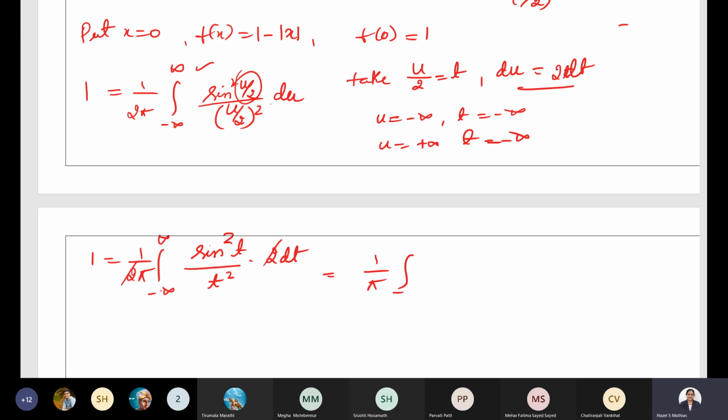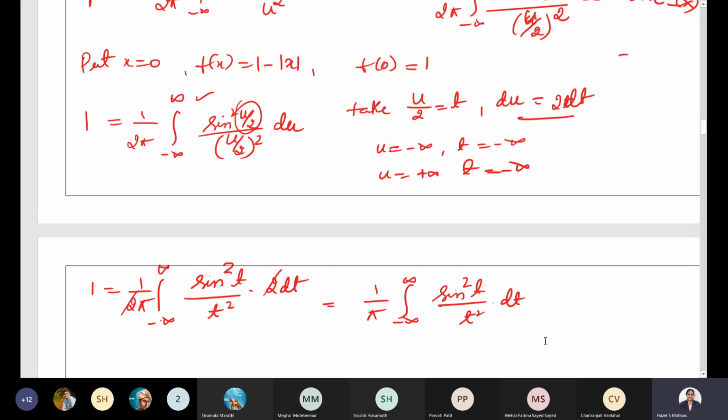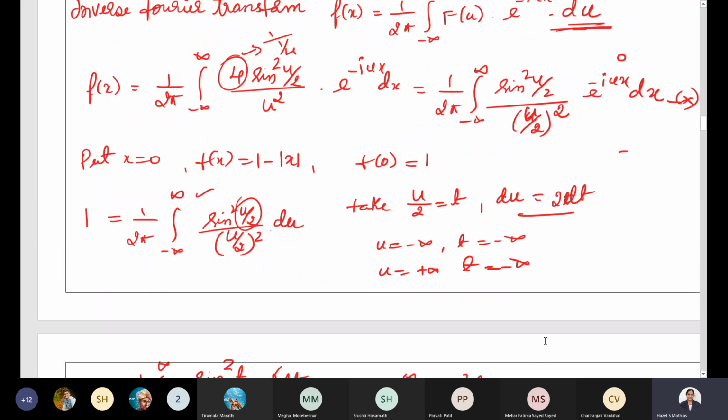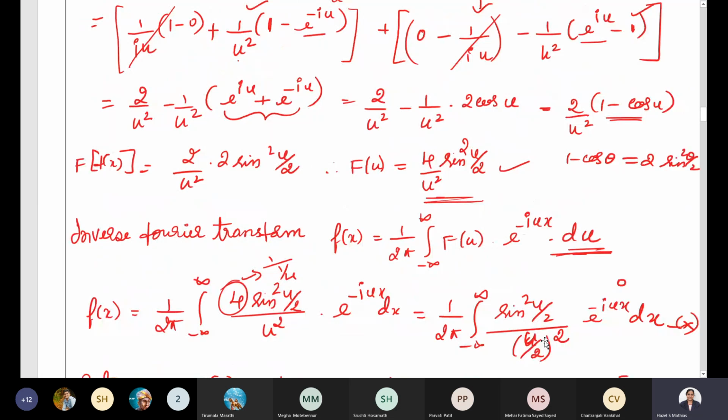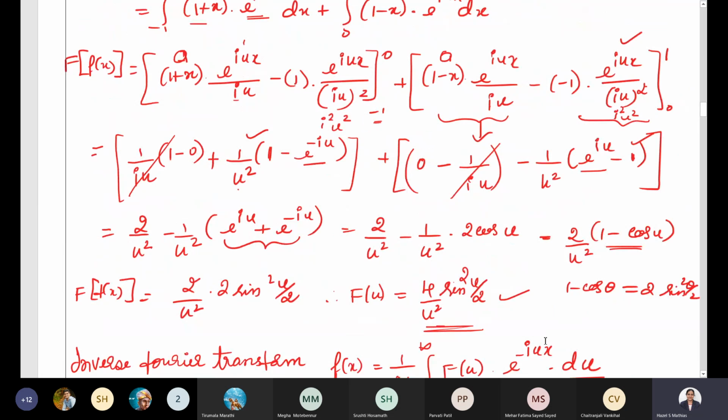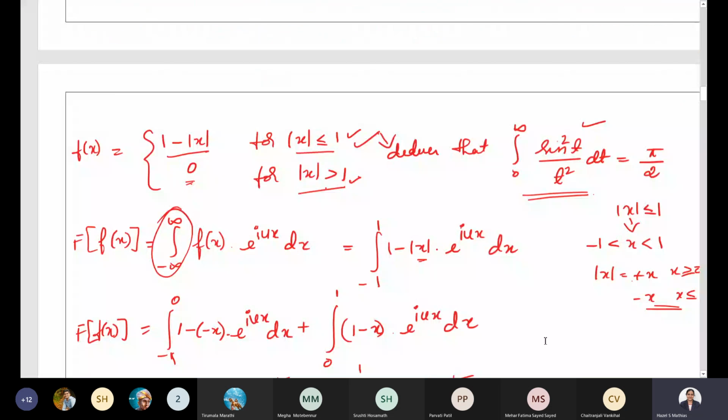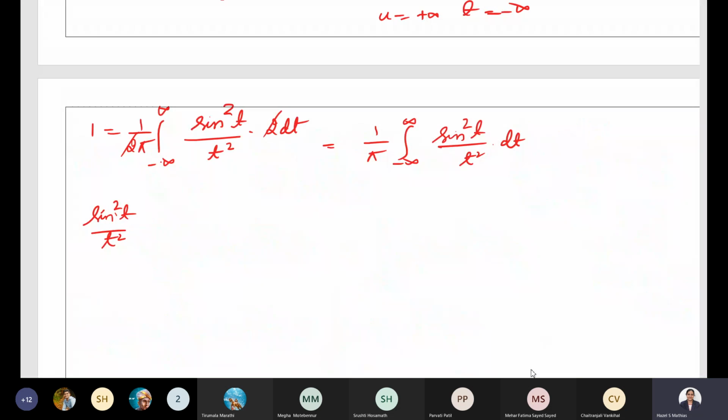1 by pi integral minus infinity to plus infinity sine square t by t square into dt. But this is not what we have to do. We have the integral of sine square t by t square dt equal to pi by 2. This is what we need. We check whether sine square t by t square is either even or odd.